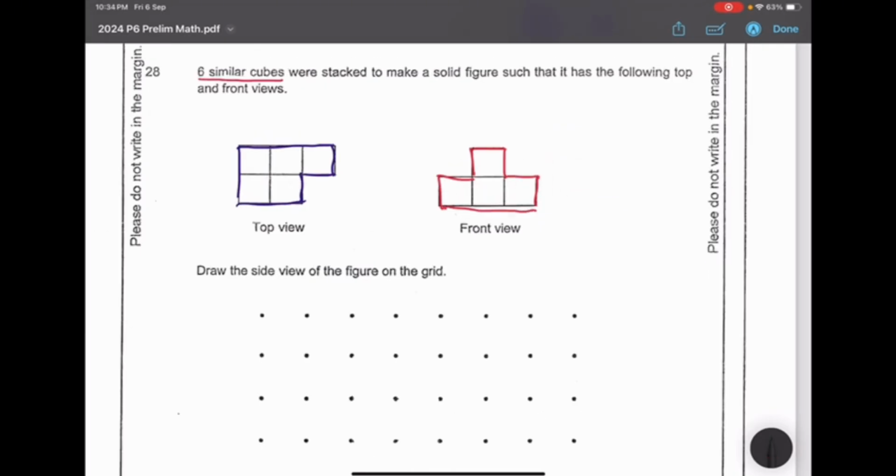What I want to do is visualize it. In fact, I want to draw out what it might look like for you guys so that you can visualize it with me. Alright, so I'm just going to draw the 3D image of this figure. Alright, so this is the 2 at the front. Okay, and then I have 3 at the back, right?